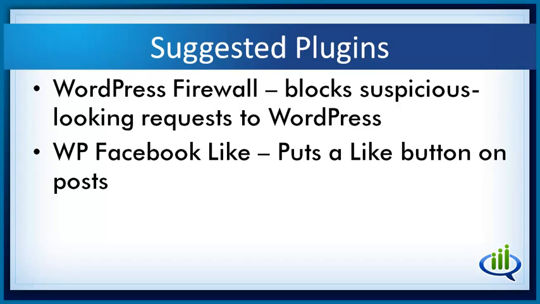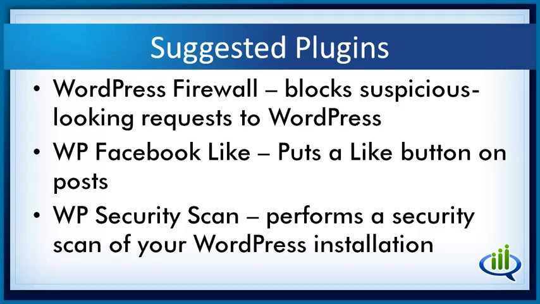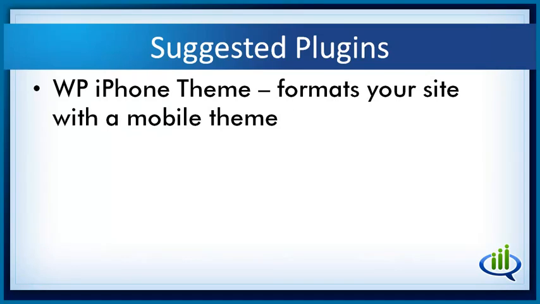WP Facebook Like puts a like button on posts. WP Security Scan performs a security scan of your WordPress installation to make sure you haven't got any problems anywhere that put you at risk to hackers. WP iPhone theme formats your site with a mobile theme, so that if someone logs into it with their iPhone, they'll see a different version of your blog that's formatted just for their iPhone. Now, a normal person will never see that unless they log in with an iPhone, and then they will see it, and it's very cool and makes it easier for them to read your blog via iPhone.